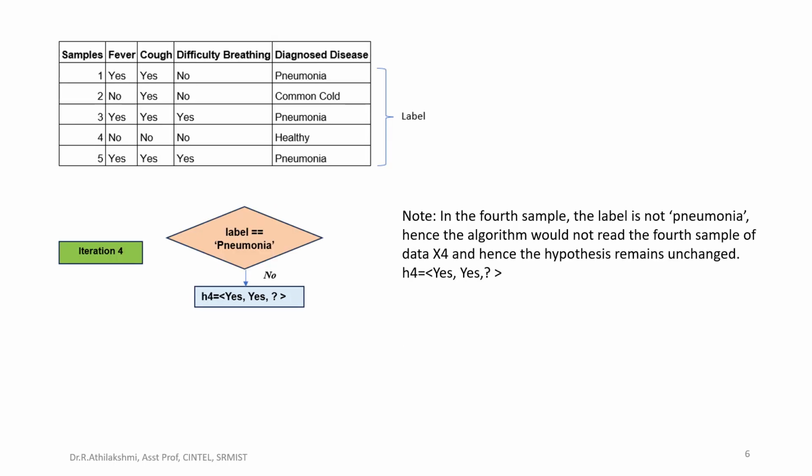In the fourth iteration, it reads the fourth sample of data and checks the label. The label is not pneumonia, it is healthy. Hence the algorithm does not read the fourth sample x4 and does not update the hypothesis. It keeps the hypothesis as it is, and the new hypothesis H4 is yes, yes, question mark.